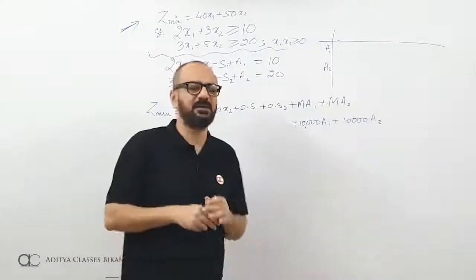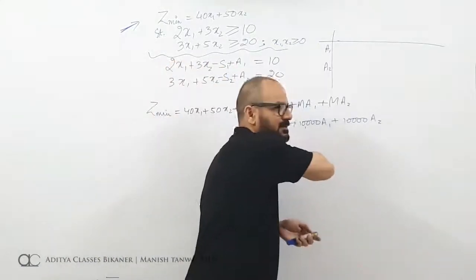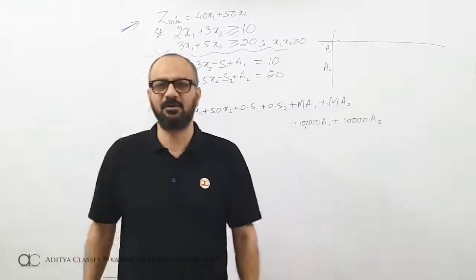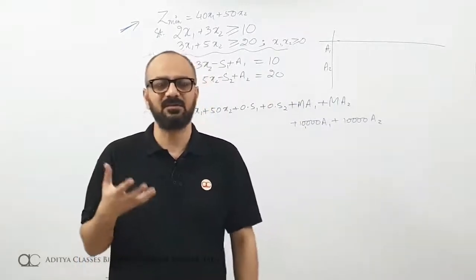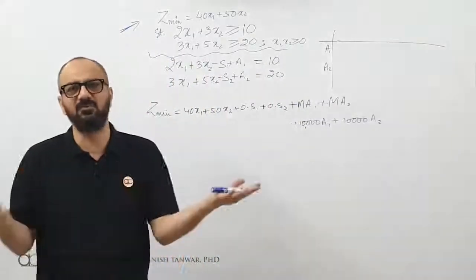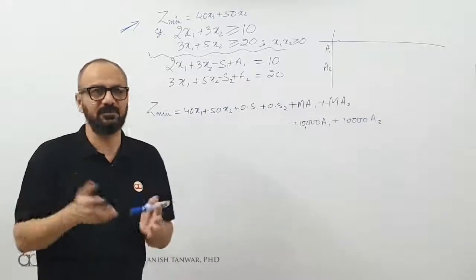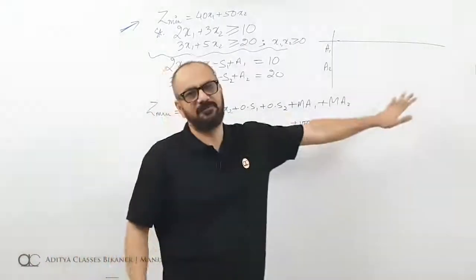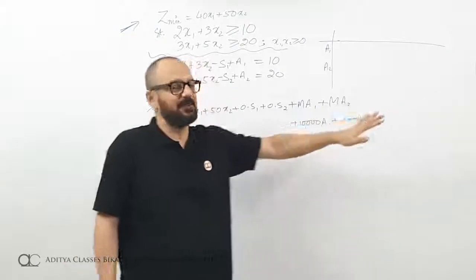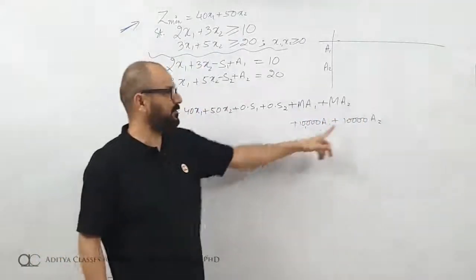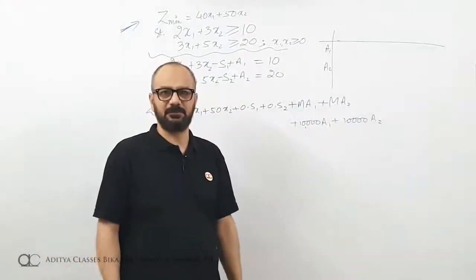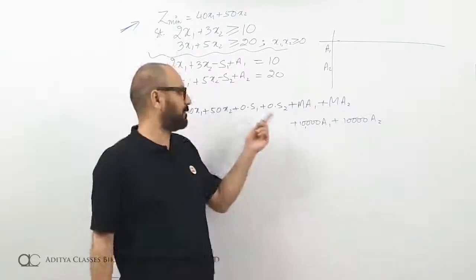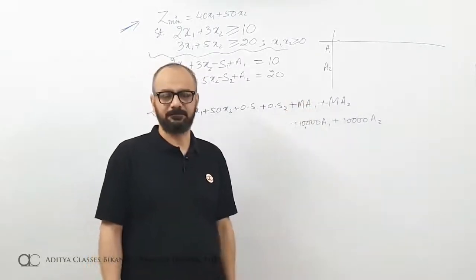What I want to do is keep artificial variables out of my choice. I do not want to select a1 and a2 because these are artificial variables. I have no clue what these variables are. So what I wish to do is keep them out of my solution. How do I keep them out of my solution? For a minimization problem, you give them a very huge positive number, plus m.